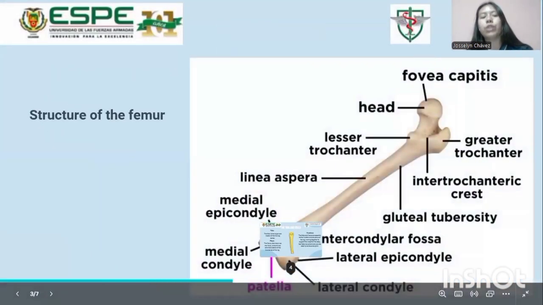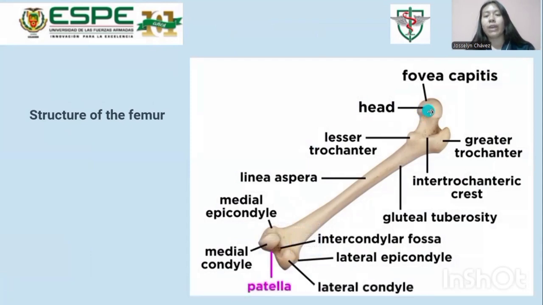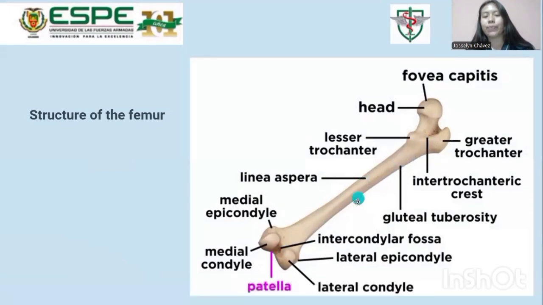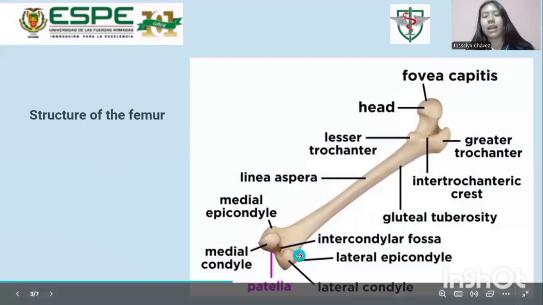Structure of the femur. The femur is composed of the head, fovea capitis, greater trochanter, intertrochanteric crest, gluteal tuberosity, intercondylar fossa, lesser trochanter, linea aspera, medial and lateral epicondyles, medial and lateral condyles, and patella.